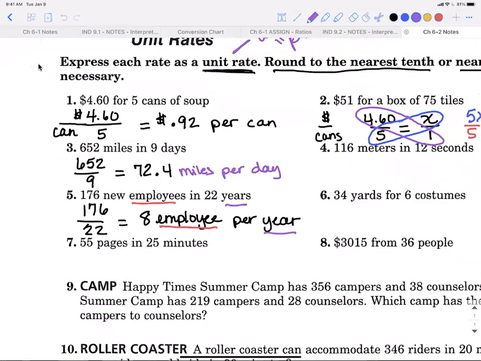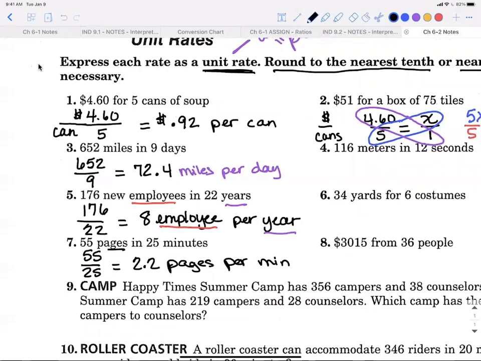Okay, how about 55 pages in 25 minutes. So we want to know in 1 minute. Noah, what's the answer? And remember, we're rounding to the 10th because this is not money. 2.2 what? Nope. Look at your problem. Pages what? Pages per. You don't have to put 1. It's assumed it's 1. Pages per minute.